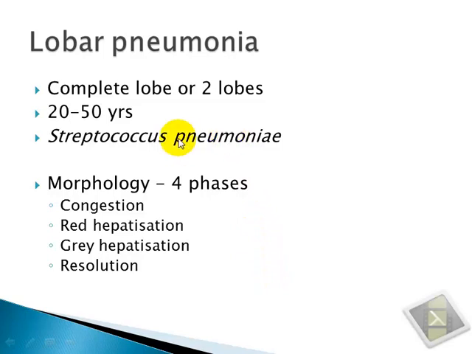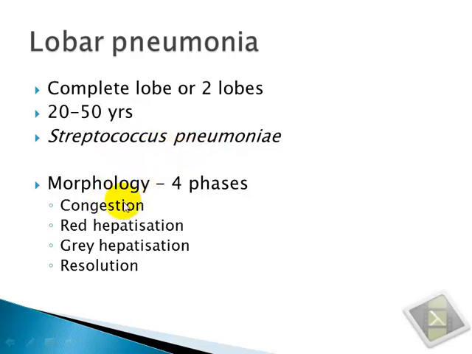Now coming to the pathology part of pneumonia, we have to discuss the anatomic or the radiographic spectrum of the pneumonias. Talking about lobar pneumonias, they are the ones which will involve the complete lobe or may also involve more than one lobe. 20 to 50 years is the common age group. Adults mainly are the ones who get affected, and the main star cast is Streptococcus pneumoniae.